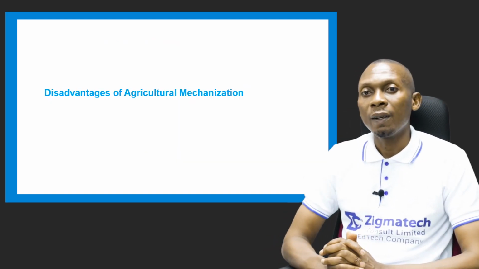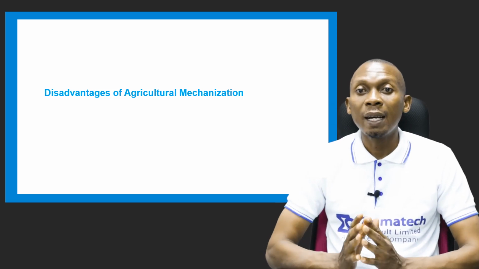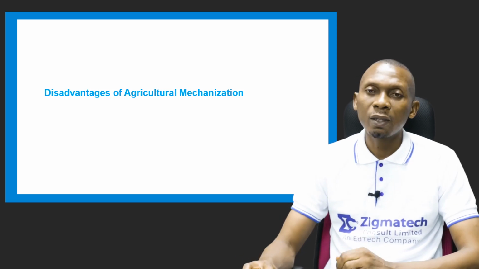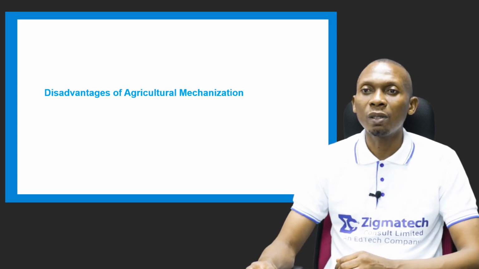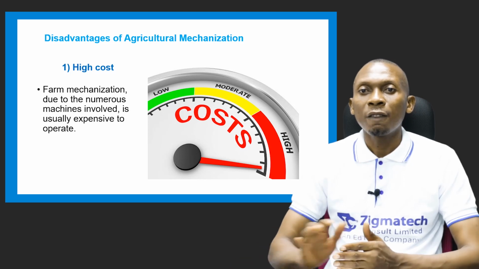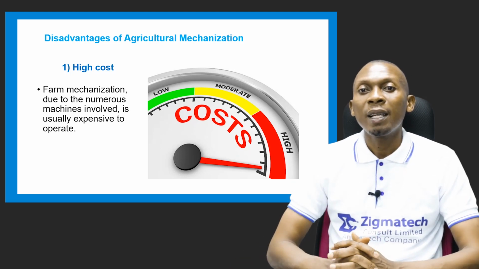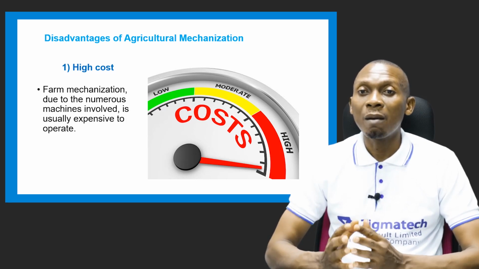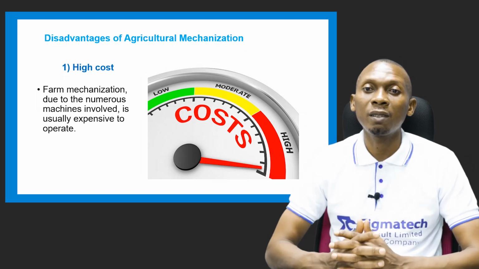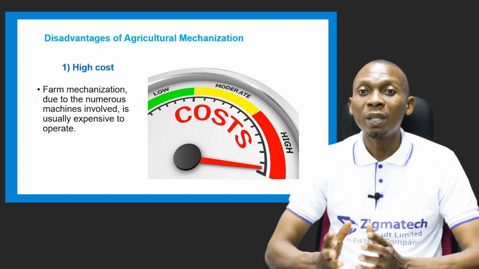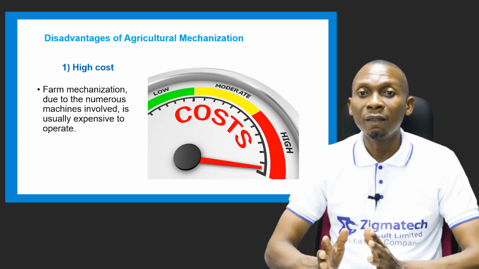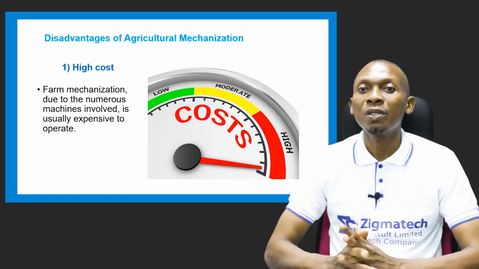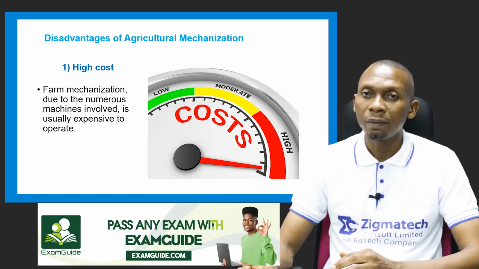Now, as I said, agricultural mechanization has a lot of advantages, but it also has some disadvantages. So let's take a look at some of the disadvantages of agricultural mechanization. The first we have here is high costs. Now, these machines are expensive. Remember I said most of the farmers in West Africa are poor and can't afford to purchase these machines. And these machines are complicated, sophisticated, and expensive. So that's one major disadvantage of agricultural mechanization, the high cost of the machines.